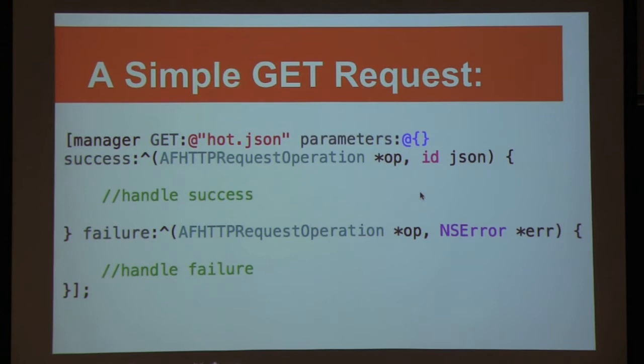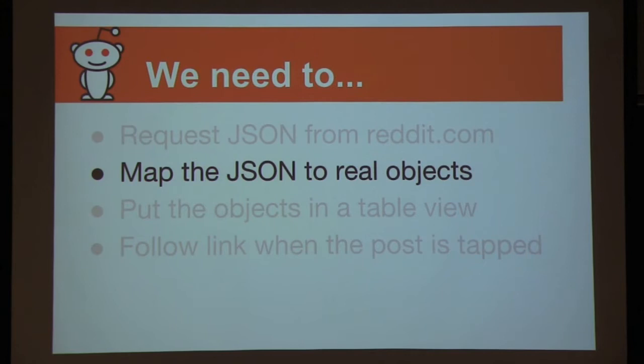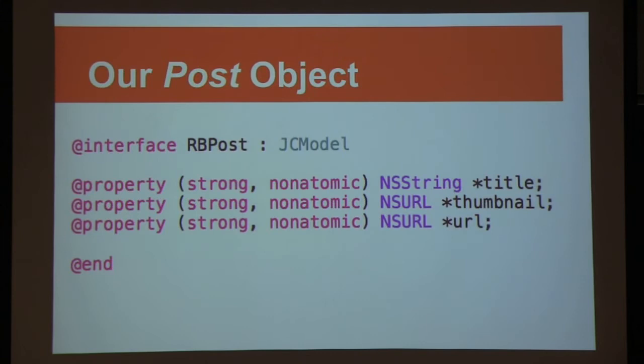So next thing we need to do, map the JSON to real objects. That's our post object that we defined before. If you're in code, that's already Post. So the object is pretty simple. Like I said, we've got the interface here, that's just declaring all the things that other classes have to interface with our object. And we've got three properties. Pretty simple test Reddit app.